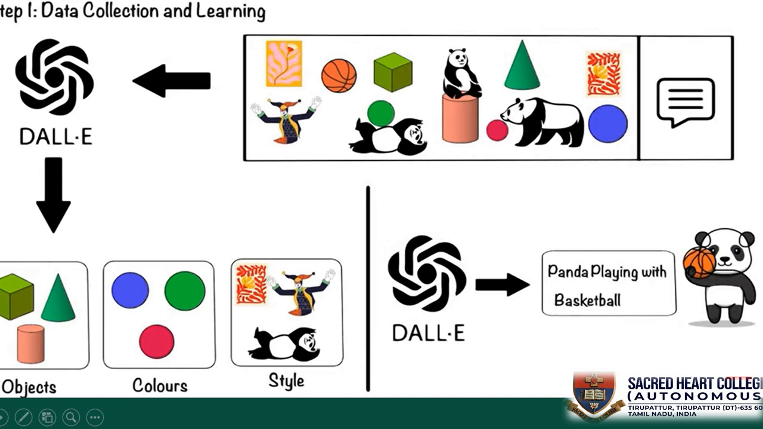For example, if you give the AI a text prompt saying panda playing with a basketball, it will generate a completely new image, you can see here, that matches this description. This is how AI can take a simple text input and turn it into a visual representation, making it a powerful tool for creative tasks like digital art, design, and content creation. This is the first step, data collection and learning.